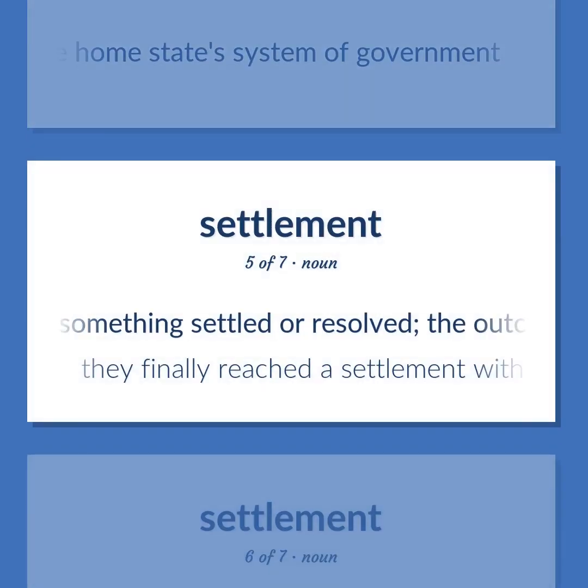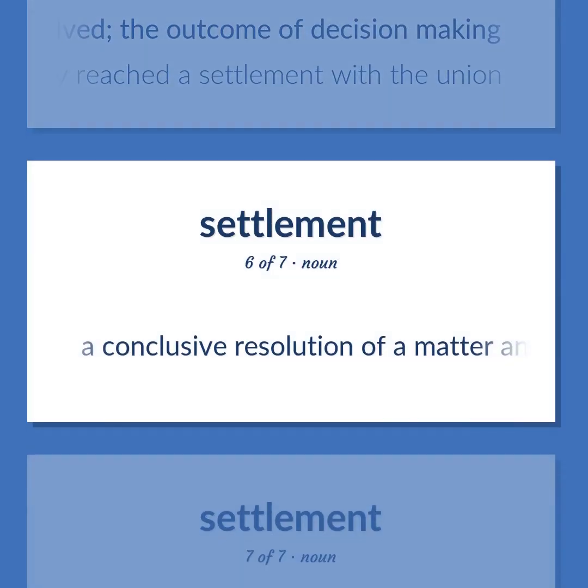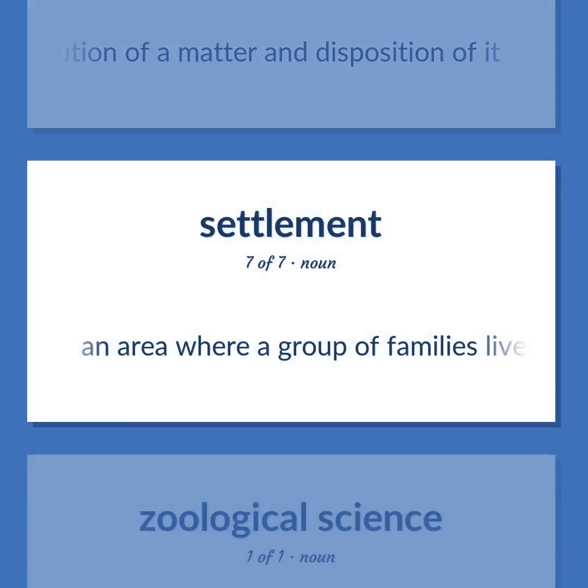Something settled or resolved. The outcome of decision-making. They finally reached a settlement with the Union. A conclusive resolution of a matter and disposition of it. An area where a group of families live together.